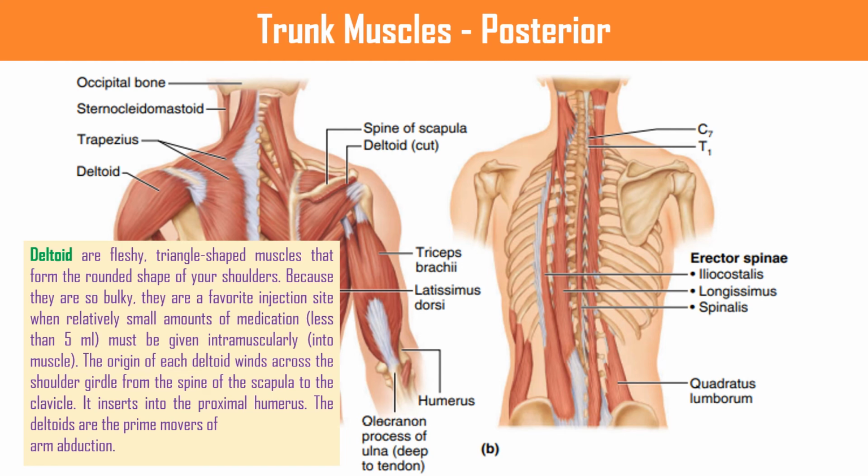The origin of each deltoid winds across the shoulder girdle from the spine of the scapula to the clavicle. It inserts into the proximal humerus. The deltoids are the prime mover of arm abduction.